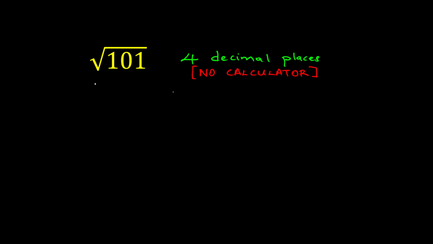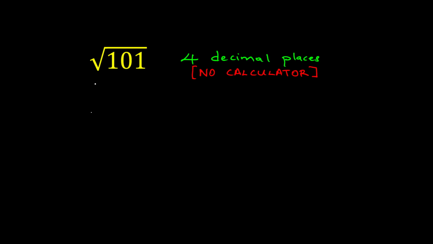In this video, we are given the square root of 101 to 4 decimal places with no calculator. So this is a Cambridge interview question. And in this video, I'm going to actually work this to 4 decimal places. It was originally asked to work this to 4 significant figures, but I just twisted it a bit and I'm going to do it to 4 decimal places.